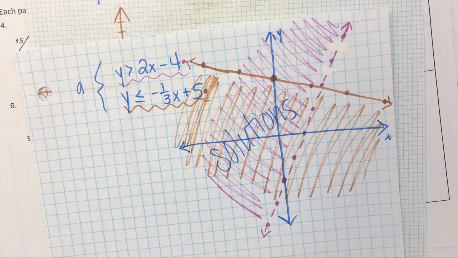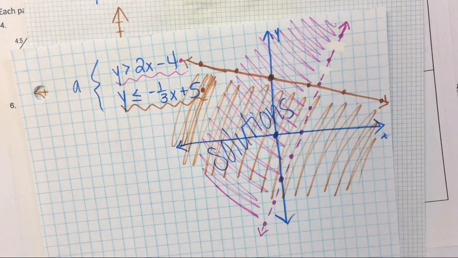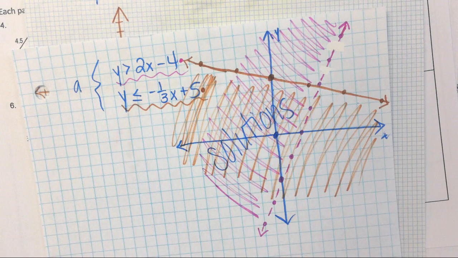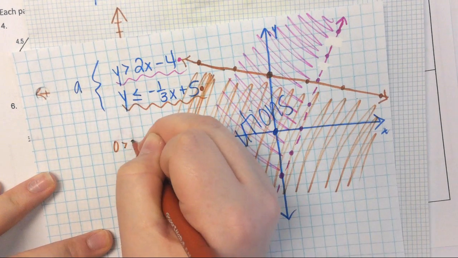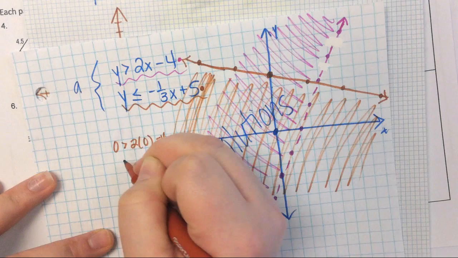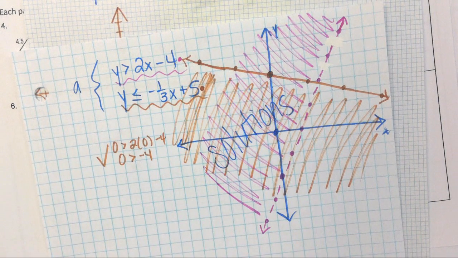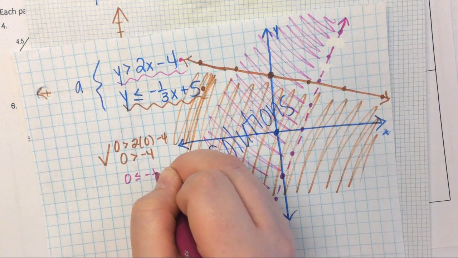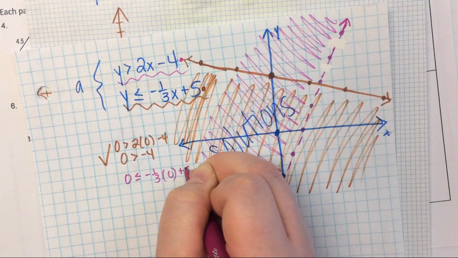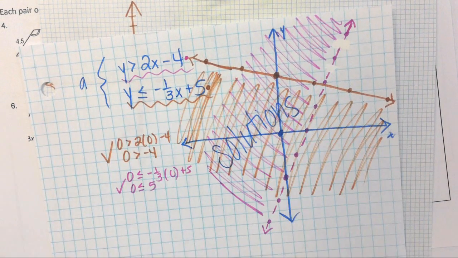So if you wanted to do a test point, Lord knows I love me some 0, 0. You could plug it into both and check. So 0 is greater than 2 times 0 minus 4. 0 is greater than negative 4. It works out with the first one. With the second one, 0 is less than or equal to negative 1/3 times 0 plus 5. 0 is less than or equal to 5. It works out with the second one.